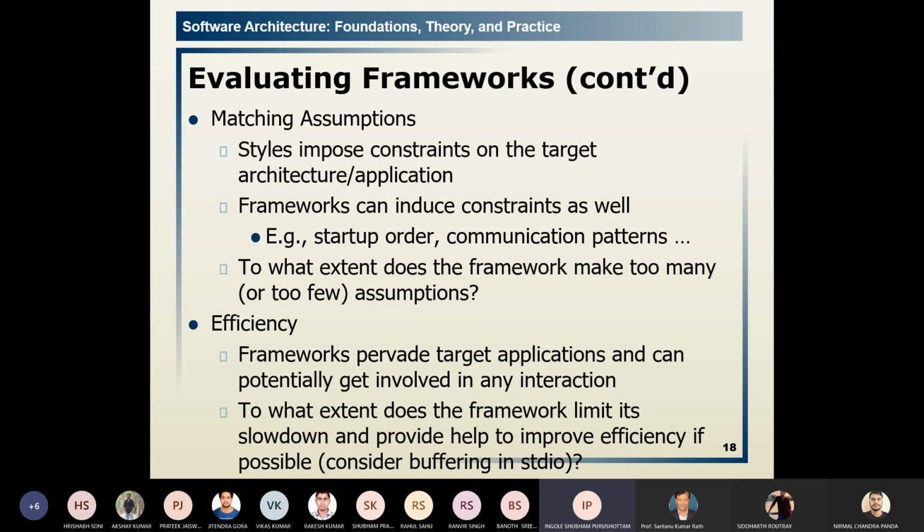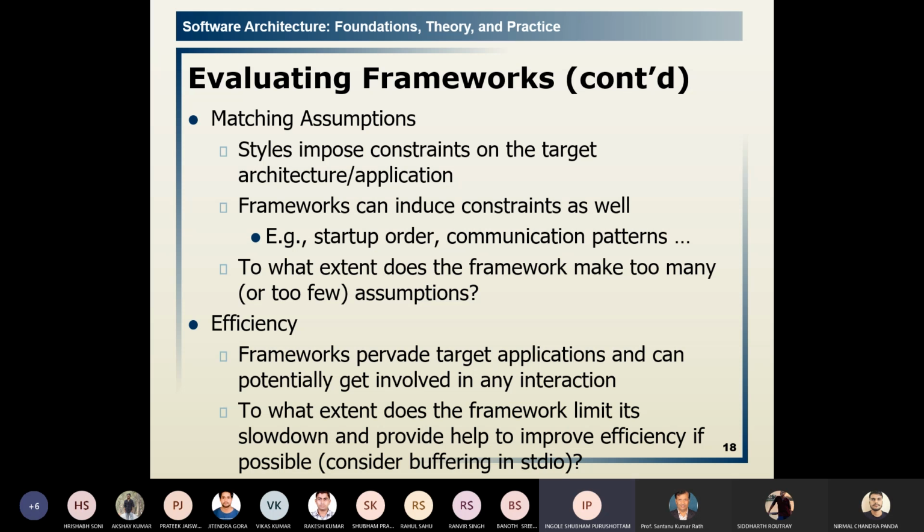And the last point is efficiency. Frameworks pervade the target application and can potentially get involved in any interaction. Pervade means to be present and apparent throughout. So a framework pervades the target application and can potentially get involved in any interaction. To what extent does the framework limit its slowdown and provide help to improve efficiency if possible?